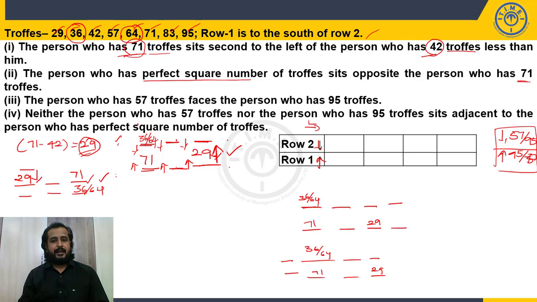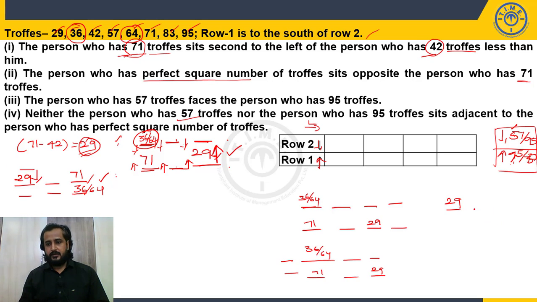Okay. What else is given? Neither the person who has 57, okay, this we are talking about 57, nor the person who has 95. So these 2 persons we are talking about who are facing each other are adjacent to the person who has perfect square number of trophies. So neither of these 2 is adjacent to the perfect square. So this will be definitely perfect square. Right. Okay. Let me take this case also.